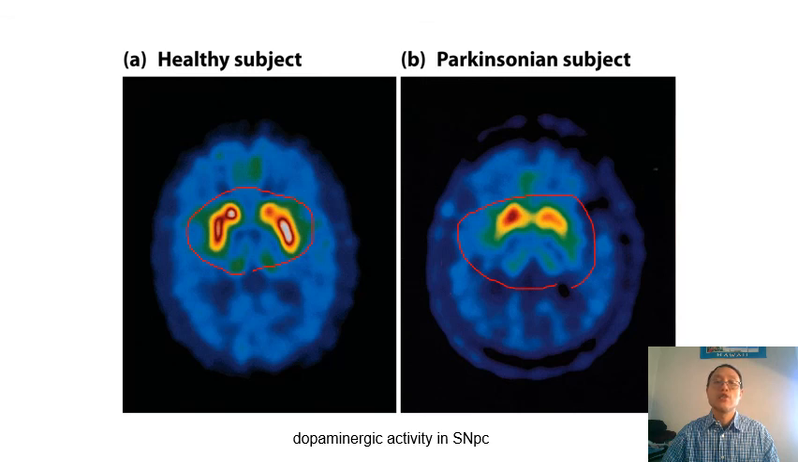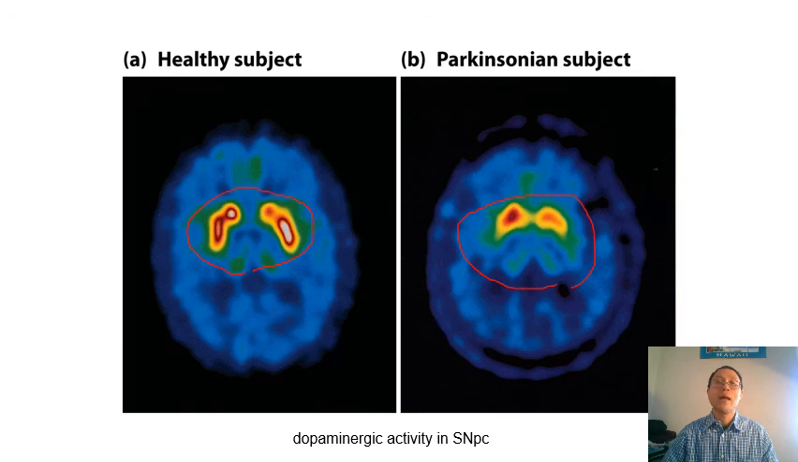The healthy subject and the Parkinson's disease patients were injected with a radioactive tracer. In case you're interested, it's called fluorodopa, and this agent is visible in the striatum, reflecting the dopaminergic projections to the structures from the substantia nigra pars compacta.